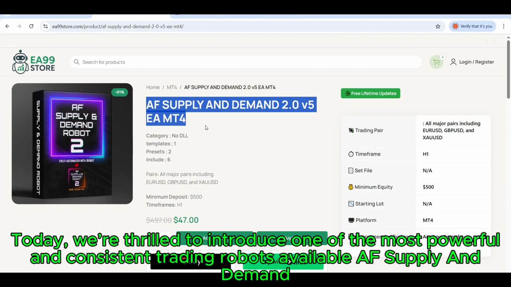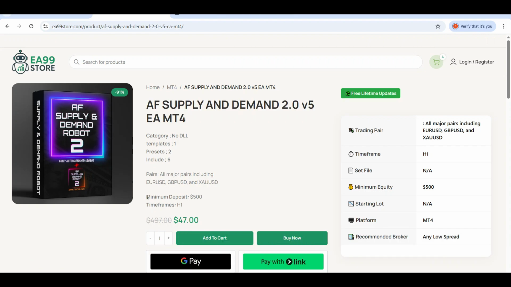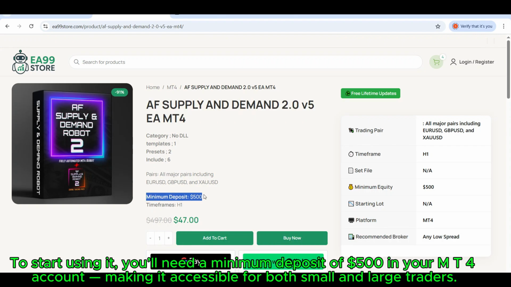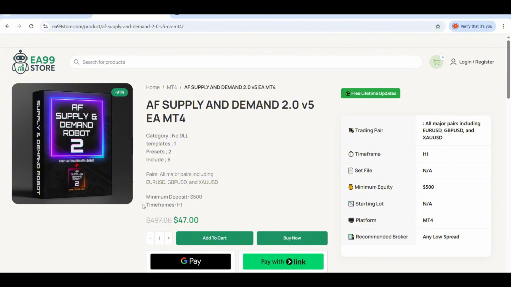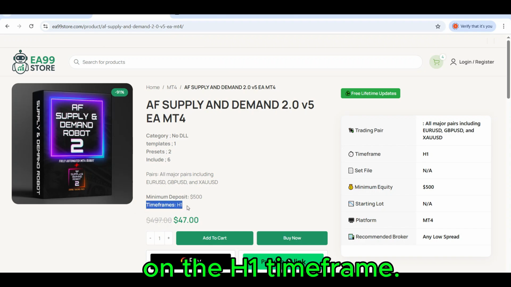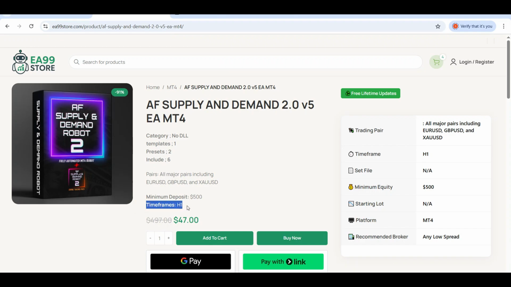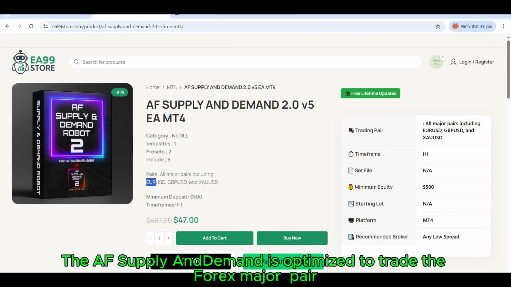Today, we're thrilled to introduce one of the most powerful and consistent trading robots available, EF Supply and Demand. To start using it, you'll need a minimum deposit of $500 in your MT4 account, making it accessible for both small and large traders. On the H1 timeframe, the EF Supply and Demand is optimized to trade the Forex major pair.